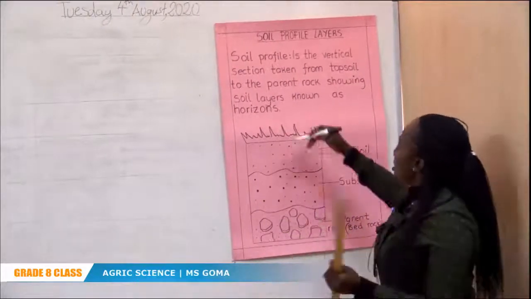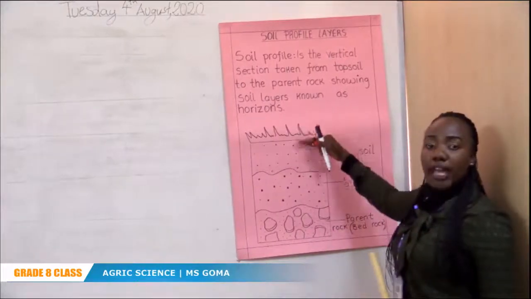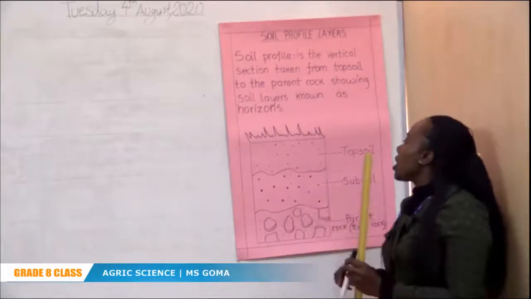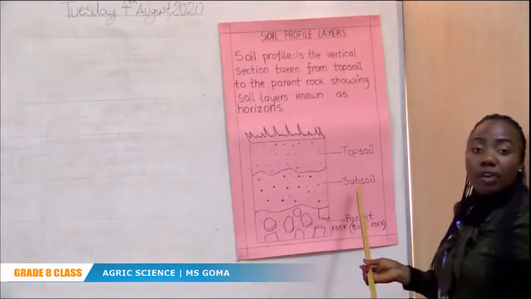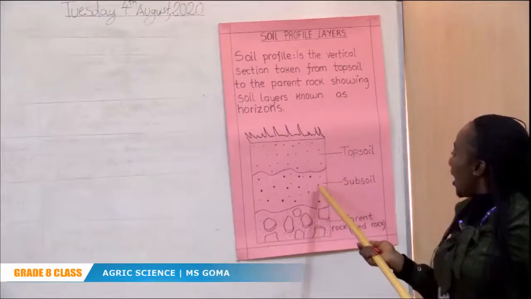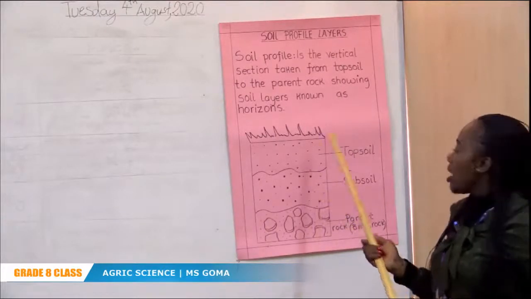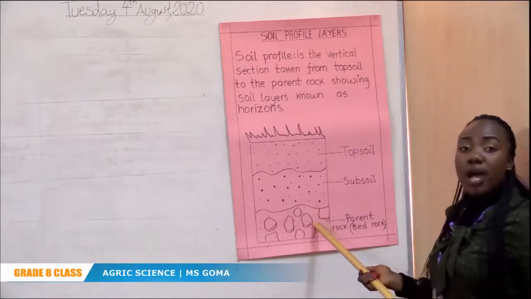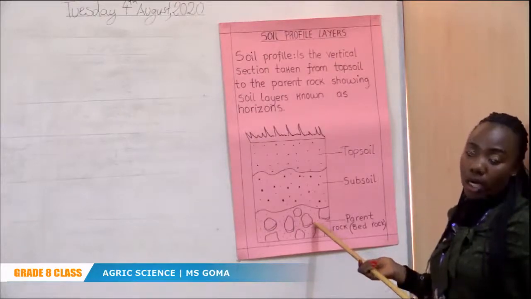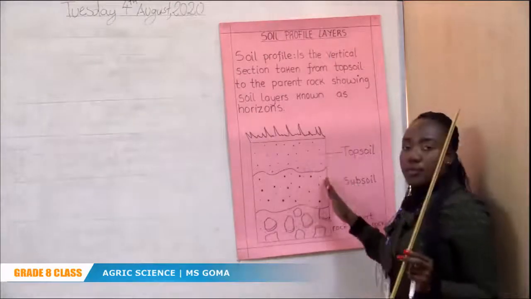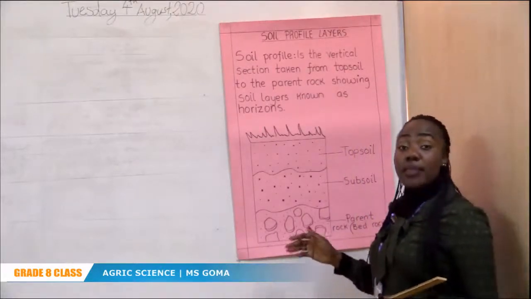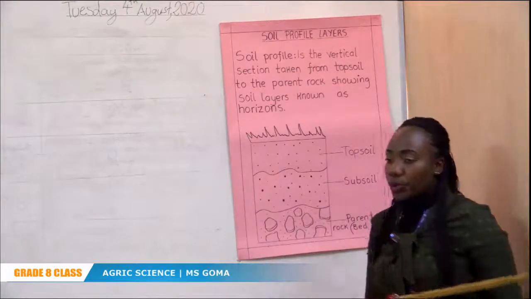With me here, I have a diagram that shows the soil profile layers. I have three layers showing the soil profile. The first layer I have is a topsoil. The second layer that I have is a subsoil. The third layer that I have is parent rock, and the other name for parent rock is bedrock. When you look at these layers, these layers are not the same. So we'll start with the topsoil.